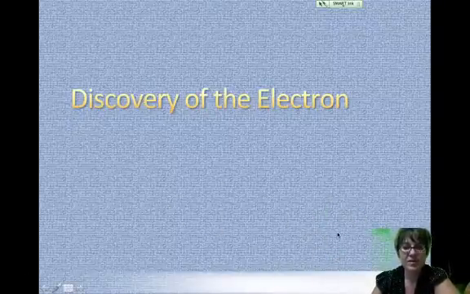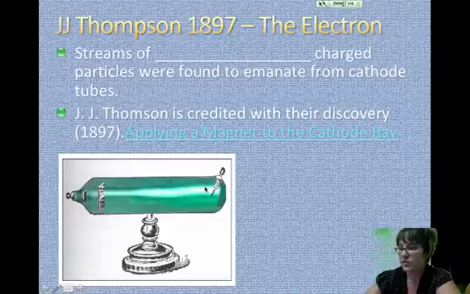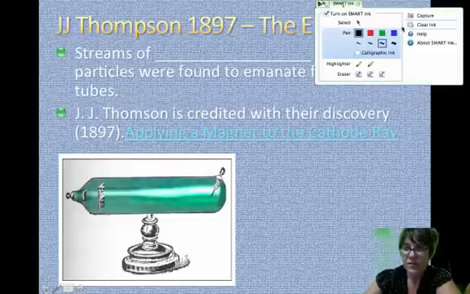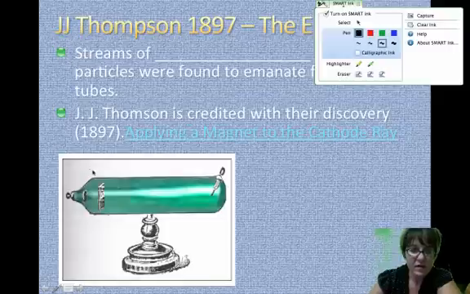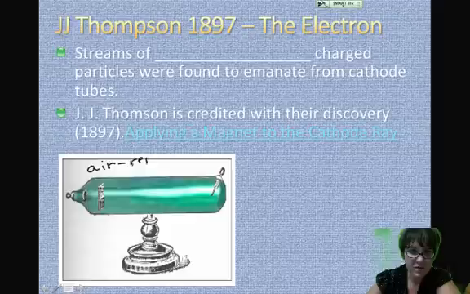Today we're going to talk about the discovery of the electron. In 1897, J.J. Thomson was messing around with some cathode ray tubes. Cathode ray tubes basically are empty evacuated tubes of glass. So that means there's no air inside. All the air's been removed, so it's a vacuum.